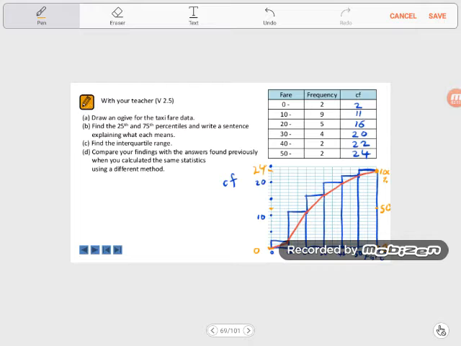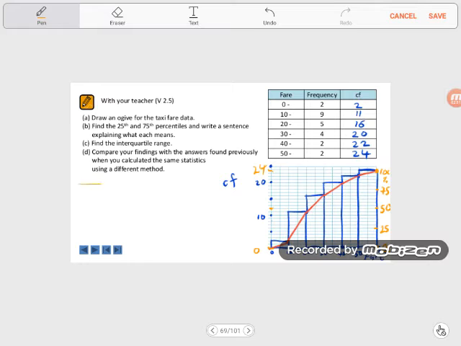In addition to that, the 25th percentile must be halfway between 0 and 50, so at 6. So there's 25. And halfway between 50 and 100, halfway between 12 and 24, is 18. So 1, 2, 3, 4, 5, there we are at 18. There we have our 75th percentile. Okay, so we're asked what they mean. Right, so let's go and get them first.